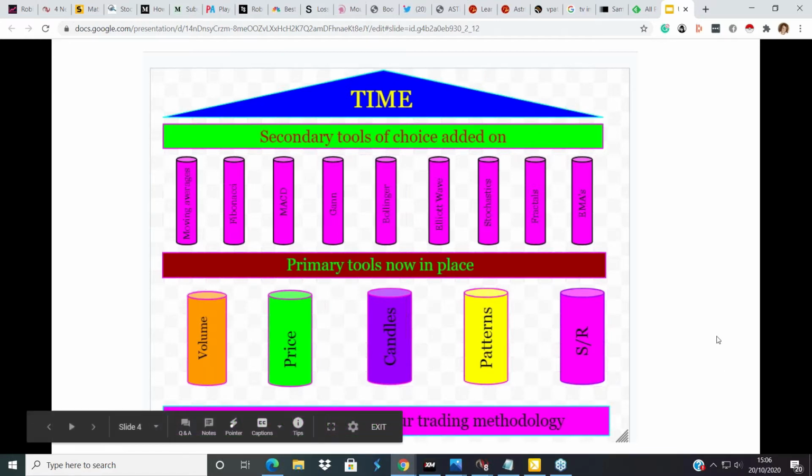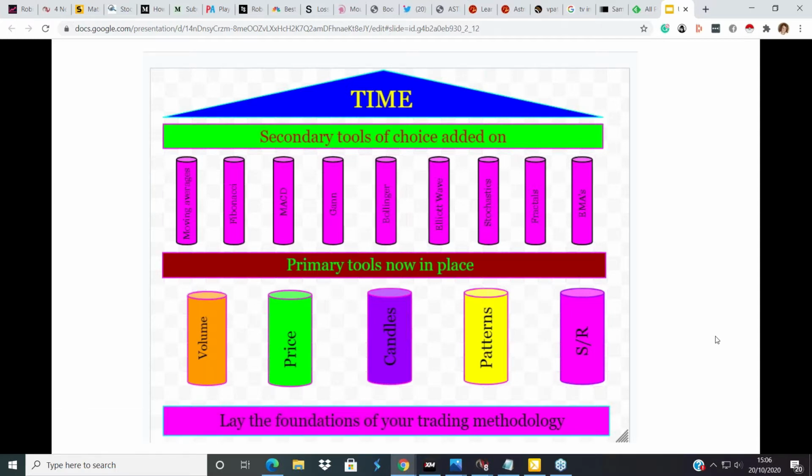And that methodology is made up of 5 elements. Obviously, there's volume, there's obviously price action, but it's candles, candle patterns, and support and resistance. And I really can't stress highly enough the importance of support and resistance.